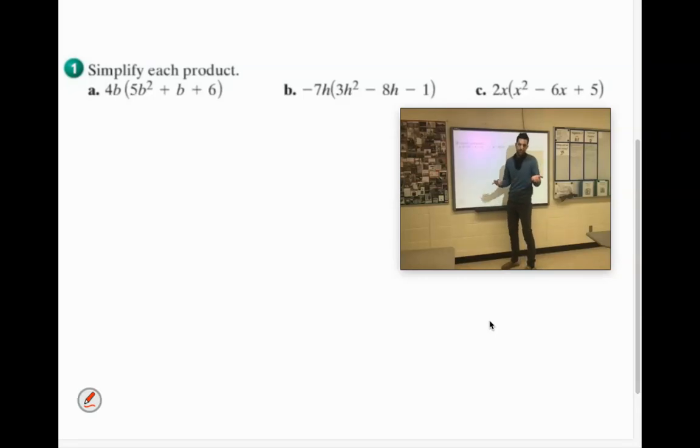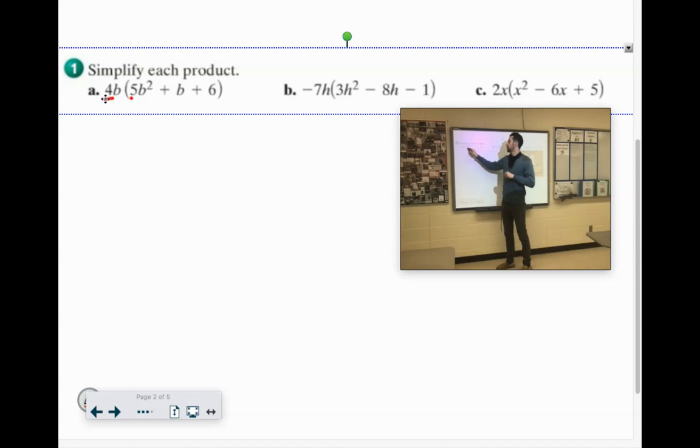Here's maybe another way to think about these problems. If you want, you can multiply all the coefficients first. Those are the big numbers in front. So like we could do 4 times 5 is 20. We can do 4 times 1 is 4. And then 4 times 6 would be 24.